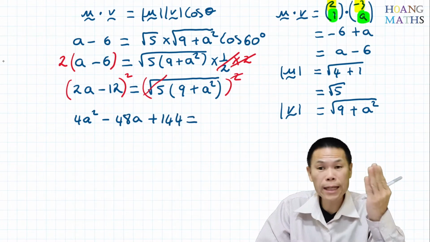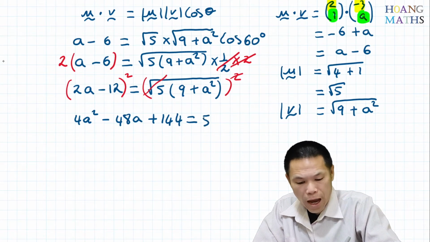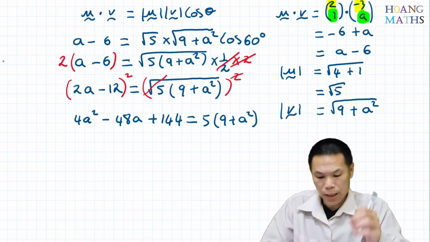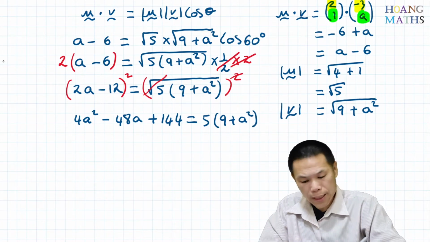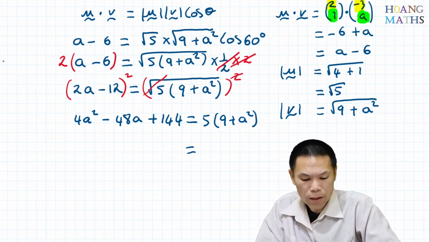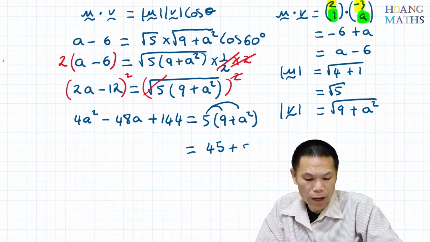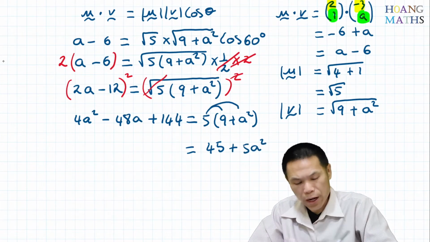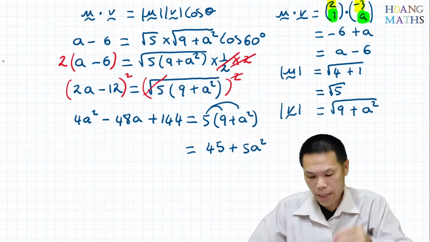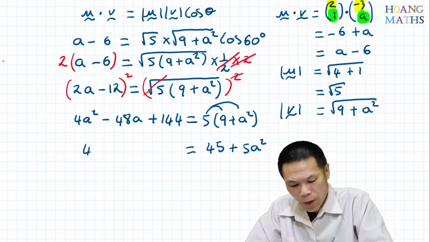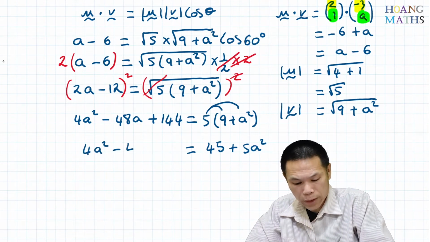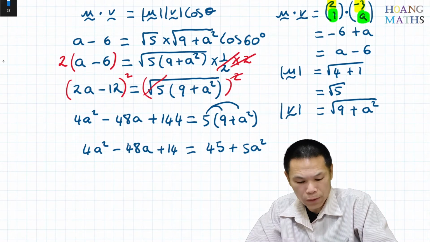Now on the right hand side is 5 times (9 plus a squared). Now let me just expand the right hand side. So 5 times 9 is 45. And 5 times a squared, we plus 5a squared. And the left hand side, I just write it down, okay? So 4a squared minus 48a plus 144.